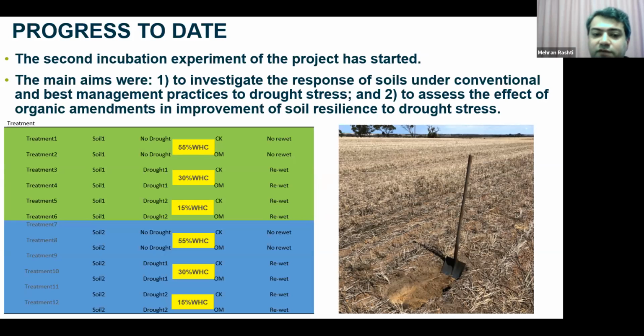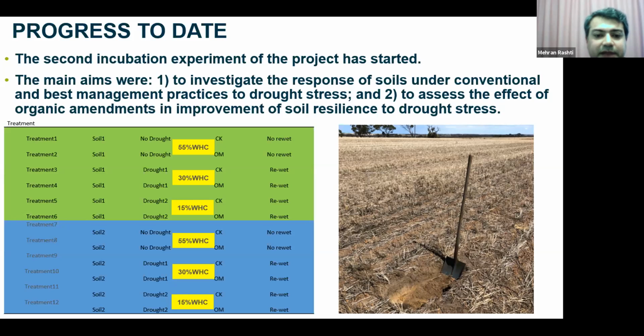So through the information we found out in the first experiment, we tried to minimize the number of parameters we used. But in this step, we try to introduce the difference between conventional management and best management practices, and also application of organic residues into the system.